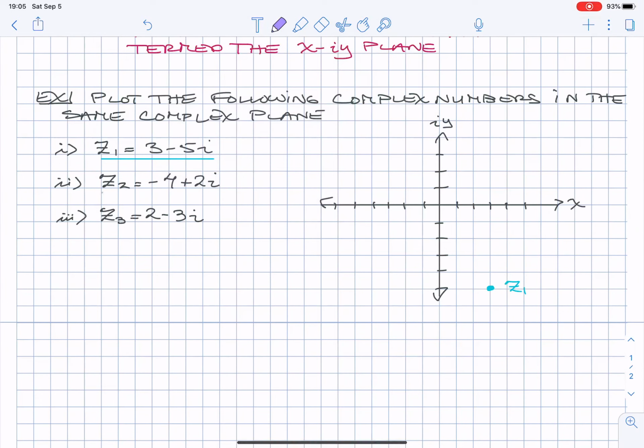Similarly, z sub 2 has a real part that's negative 4 and an imaginary part that's positive 2. So I go to the left 1, 2, 3, 4 and up 2. So z sub 2.